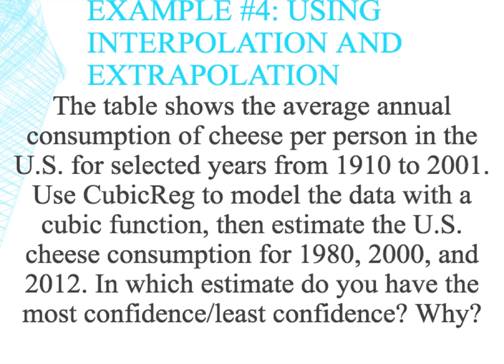The table shows the average annual consumption of cheese per person in the U.S. for selected years from 1910 to 2001. We're going to use cubic regression to model the data with a cubic function, then estimate the U.S. cheese consumption for 1980, 2000, and 2012. In which estimate do you have the most confidence, least confidence, and why? So this is a lot of information, so let's go ahead.